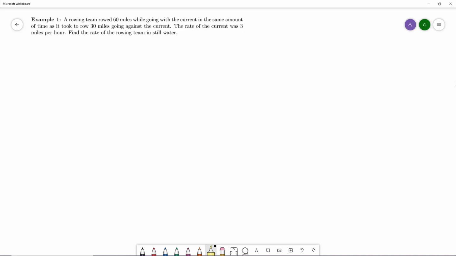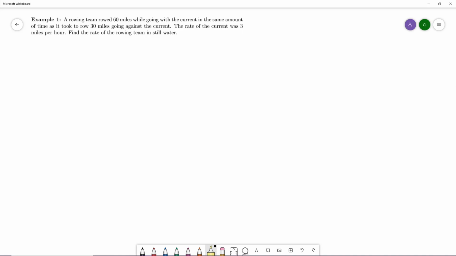A rowing team rowed 60 miles while going with the current in the same amount of time as it took to row 30 miles going against the current. The rate of the current was 3 miles per hour. Find the rate of the rowing team in still water.